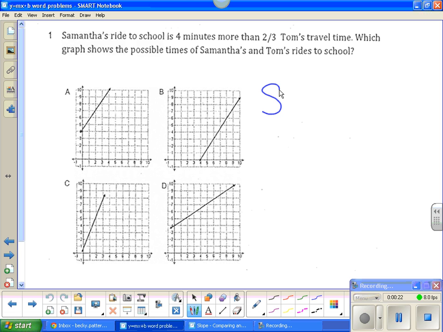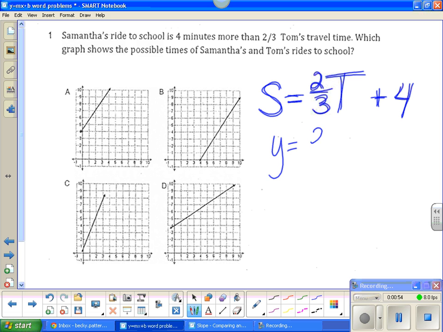Samantha's ride to school is 4 minutes more than. I'm going to put that in the back like it's a y-intercept. So 4 minutes more than 2/3 times Tom. Well, instead of using S's and T's, let's change this to y equals mx plus b. So y equals 2/3 x plus 4.